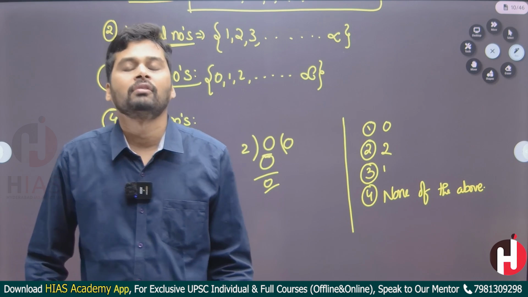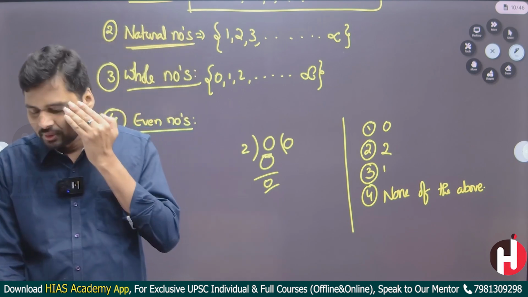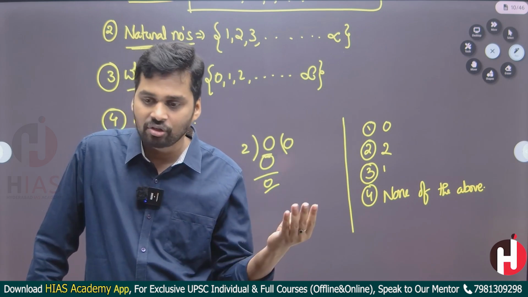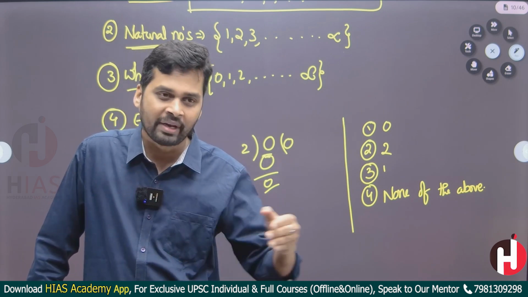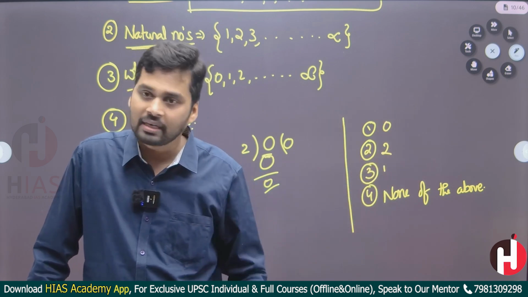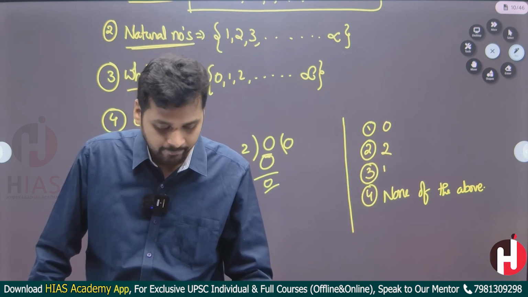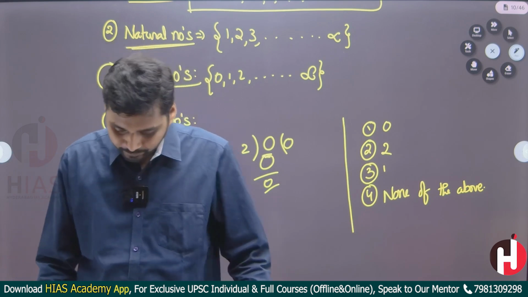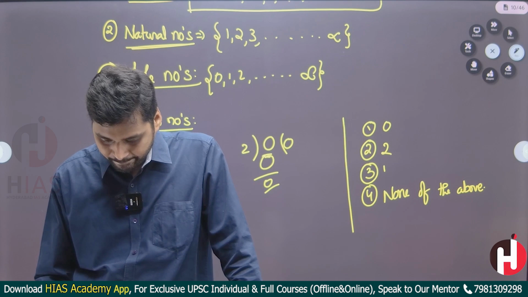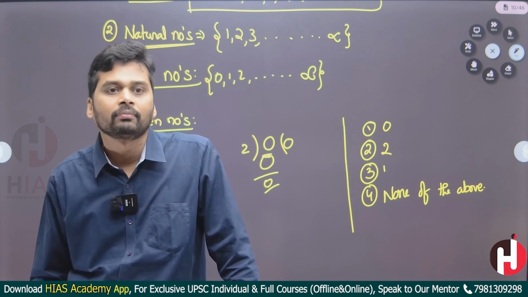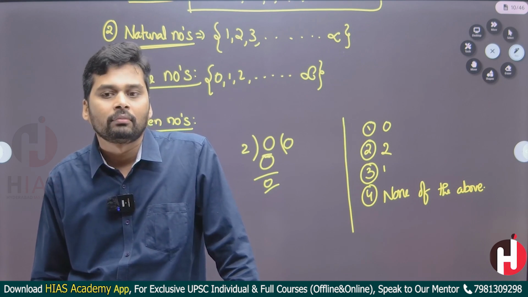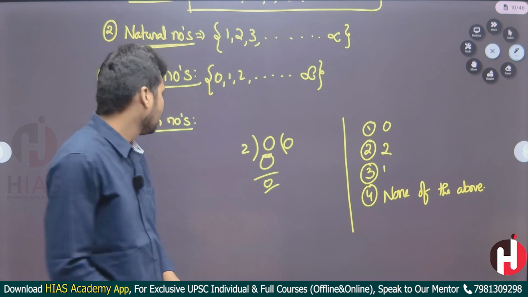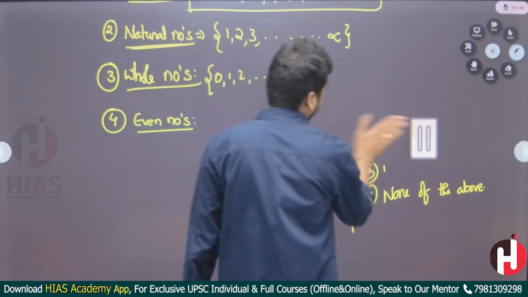Negative numbers also have even numbers. So even number examples you can write: 0, 2, 4, 6, 8 and so on, -2, -4, -6, -8. All these are even numbers. Okay? Next. So even numbers is done. Next, odd numbers.